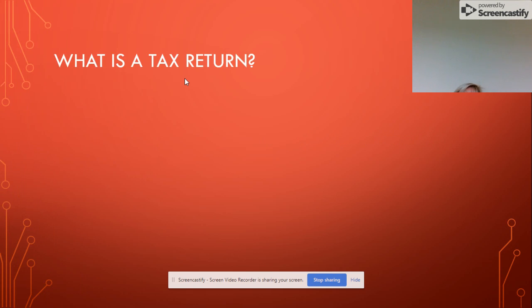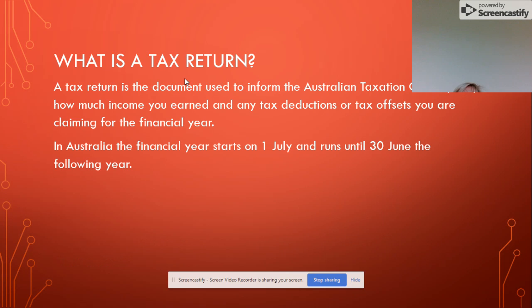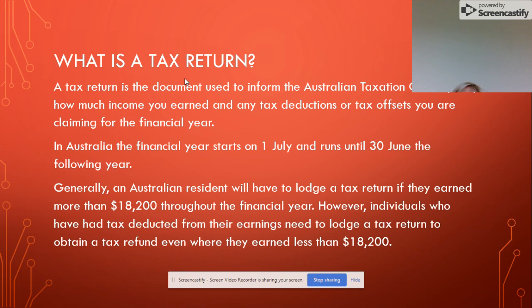All right, now we're completing a tax return. What is a tax return? A tax return is the document used to inform the ATO how much income you earned and any tax deductions or tax offsets you're claiming for the financial year. In Australia, the financial year starts on the 1st of July and it runs until the 30th of June the following year.